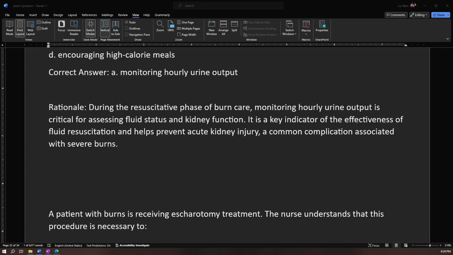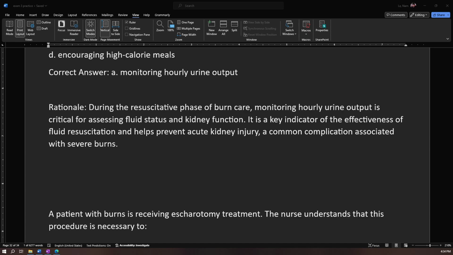Rationale. During the resuscitative phase of burn care, monitoring hourly urine output is critical for assessing fluid status and kidney function. It is a key indicator of the effectiveness of fluid resuscitation and helps prevent acute kidney injury, a common complication associated with severe burns.